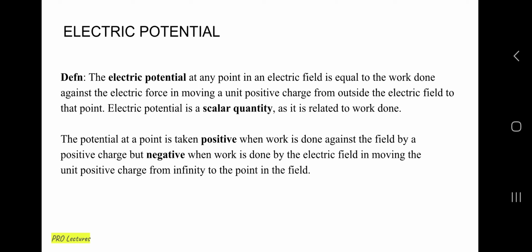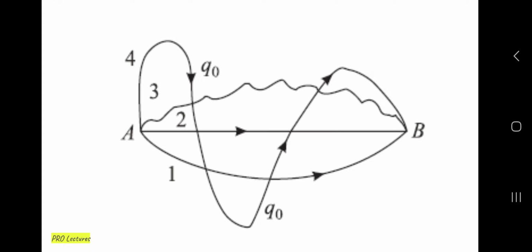The potential at a point is positive when work is done against the field by a positive charge. But if the work done is by the electric field, like when moving a charge from infinity towards a point, the potential becomes negative. Now let's define potential difference between 2 points. Consider 2 points A and B in an electric field. Let's say the electric potential at these points is VA and VB respectively.